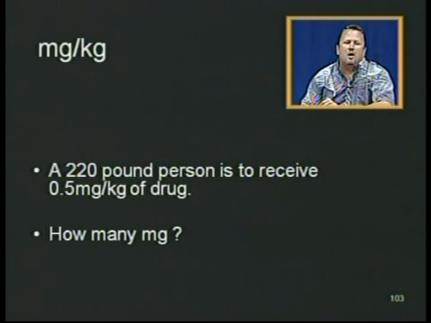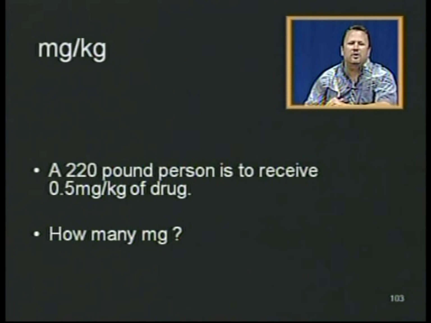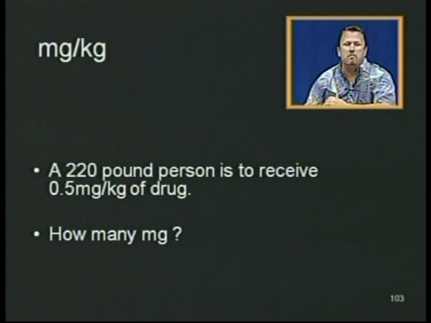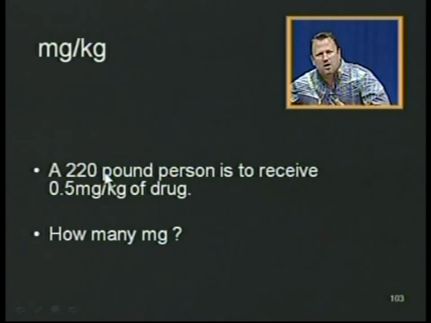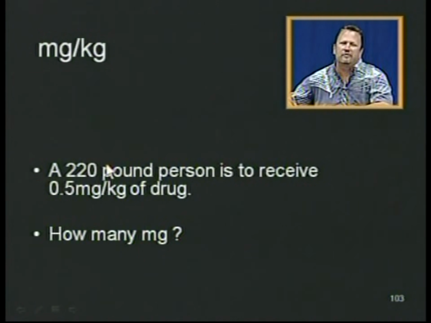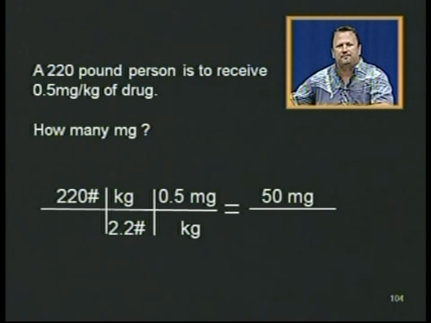Well, this gets real complicated for people. A 220-pound person is supposed to get 0.5 milligrams per kilogram of drug. How many milligrams is that? And so when we start talking about dosages of a drug based on weight, a lot of people are afraid of this and get confused. But notice this is going to be just as simple as anything we did with pickles and hamburgers.